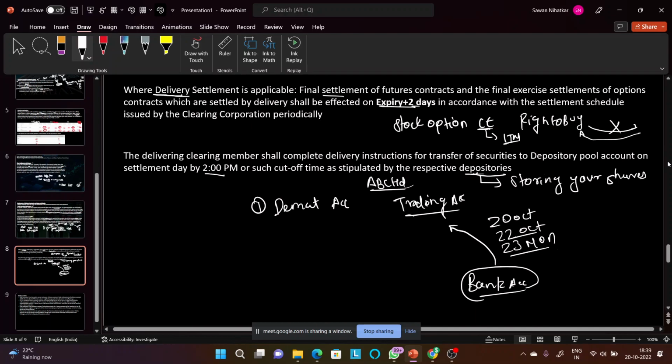So there should be some place where you need to store this particular share. Even though it's an electronic ticket, it is an encrypted kind of a ticket, and there should be some place where you can store this. So this particular share is stored at your demat account.